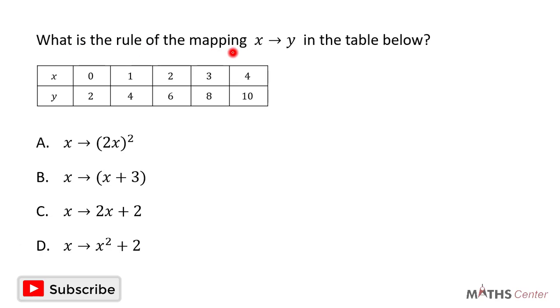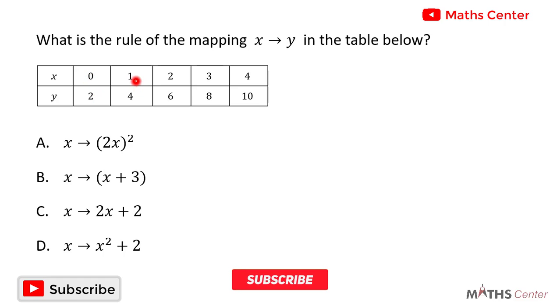What is the rule of the mapping x maps to y in the table below? So in the table, we have been given the x values and the y values. When x is 0, y is 2. When x is 1, y is 4. When x is 2, y is 6. When x is 3, y is 8. And when x is 4, y is 10. We are going to use this information to find the rule of the mapping.